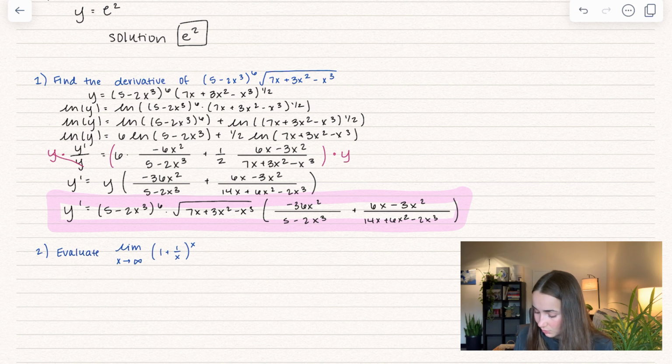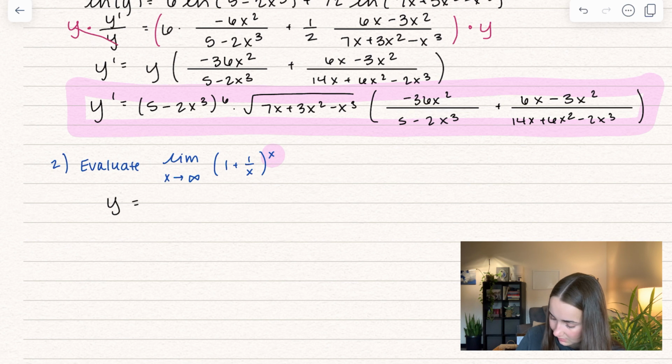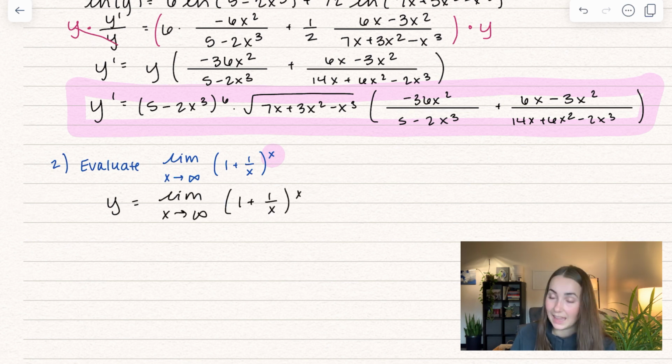So let's try another one of these L'Hopital limit thingies. So notice here that the exponent is a variable. So we know we're going to use the natural log. So I'm going to set y equal to this. And the purpose of setting y, as we've seen, is to take the natural log of both sides. And of course, we can pull that natural log inside the limit.